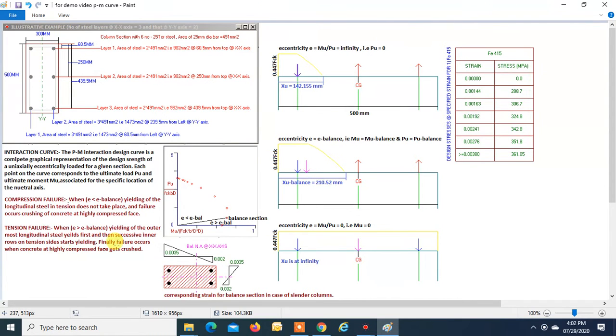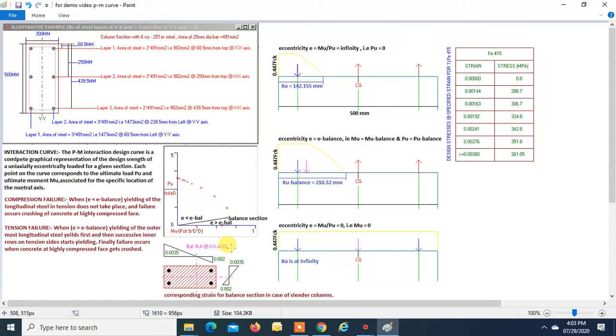Okay. So in case of short columns, for finding the balance xu, we take the ultimate strain at the highly compressed face of the concrete as 0.0035, and in case of steel we take it as 0.002 plus 0.87 fy by Es.